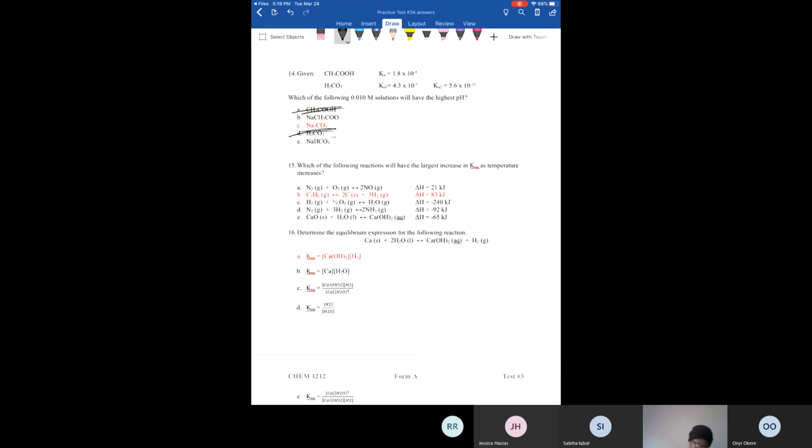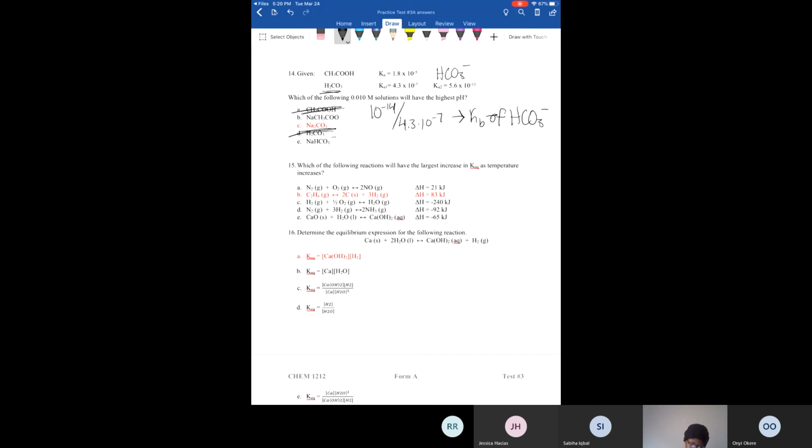And also, if you know the Ka of H2CO3, you know the Kb of HCO3 minus. That's just 10 to the negative 14 divided by 4.3 times 10 to the negative 7. That will give you your Kb of HCO3 minus. And if you do the same thing here, this is the Ka for HCO3 minus.